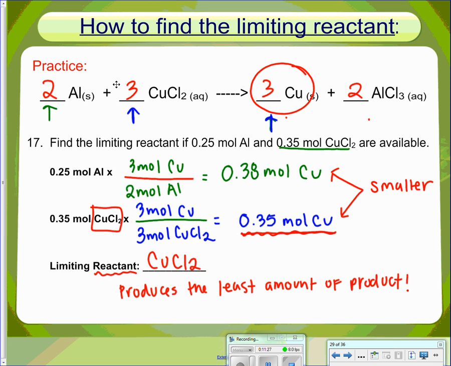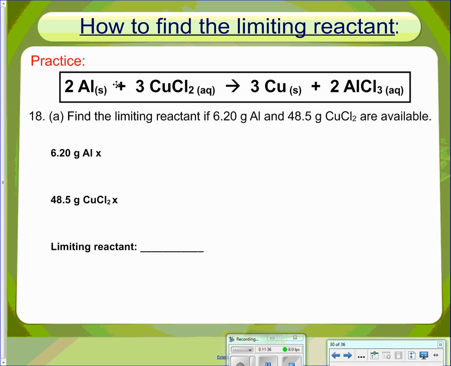I want to go through the next example as well, which is a bit more challenging because it has all the steps we would be asking you to solve in a limiting reactant problem. Okay, so now we're on to number 18. It says find the limiting reactant if 6.20 grams of aluminum and 48.5 grams of copper 2 chloride are available. Okay, so notice this time we are starting with grams instead of just moles. So you have to be very good at doing stoichiometry to solve these.